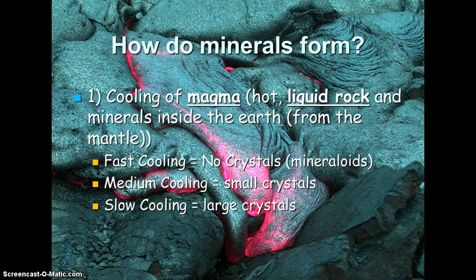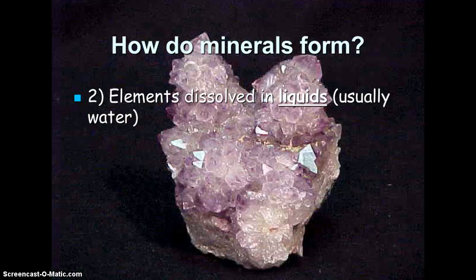How do minerals form? Well, they're formed by the cooling of magma, which is hot liquid rock and minerals inside the earth from the mantle. If they cool fast, there's no crystals that you see. If they cool kind of medium pace, they form some smaller crystals. And if they cool very slowly, they form large crystals. Okay? And here's an example of some with large crystals.